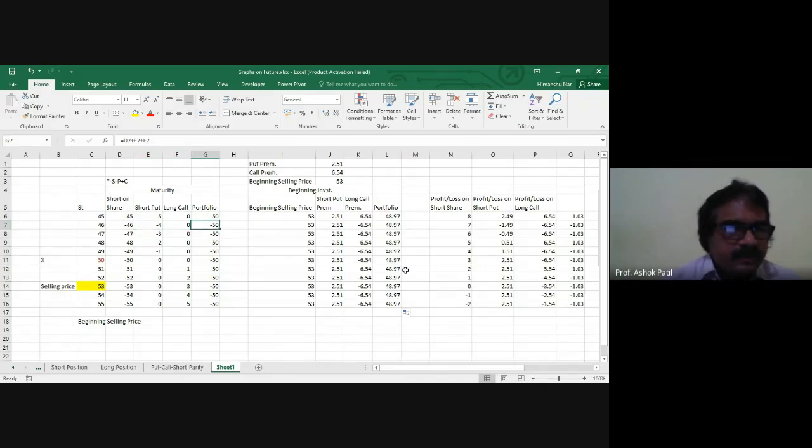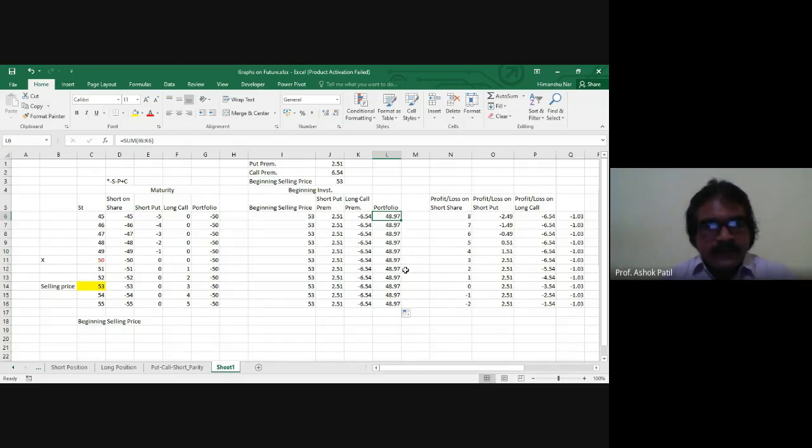Similarly, you select 53 rupees, 53 column, that is row 14. Yeah. So if the maturity price is 53, I will have to buy the share at 53. I will not receive any money because of the short put, but because of the long call, I will receive 3 rupees, and therefore my net position is minus 50. And so on, you can do for the remaining rows, and you can see that my portfolio value remains constant because I have short on share, I have a short put, and a long call. My beginning investment remains 48.97, which has nothing to do with the maturity price. So 48.97 remains my beginning investment.